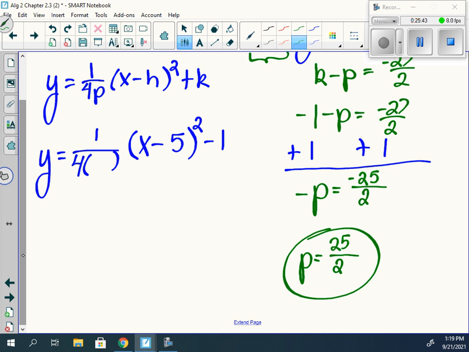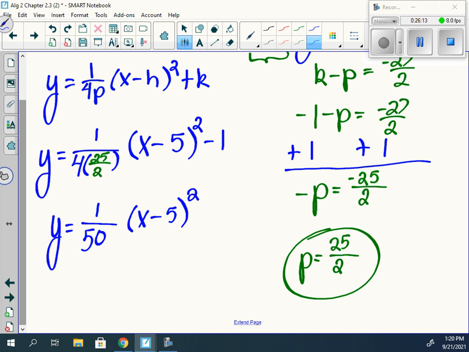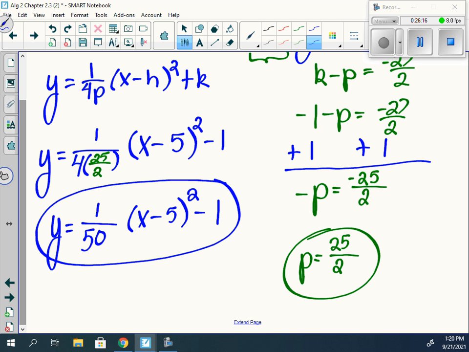What do we do next? Plug it in. And after we plug it in, we'll need to simplify that fraction up front. What would 25 over 2 times 4 be? It would be 50. So we have 1/50th times x minus 5 squared minus 1. And that's it. That's all we have to do for this here.